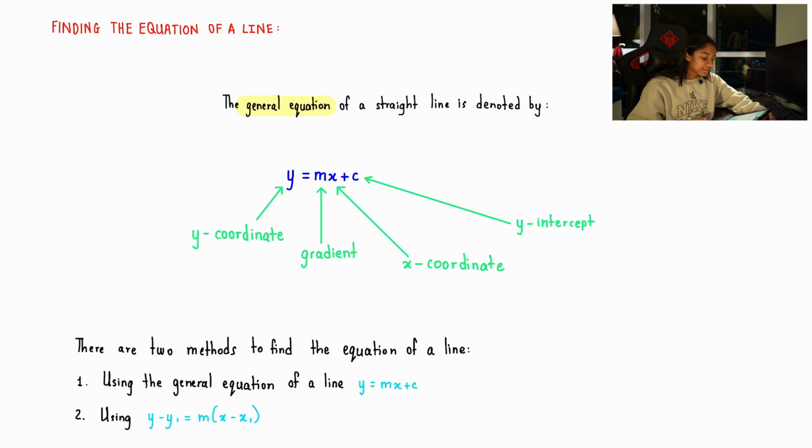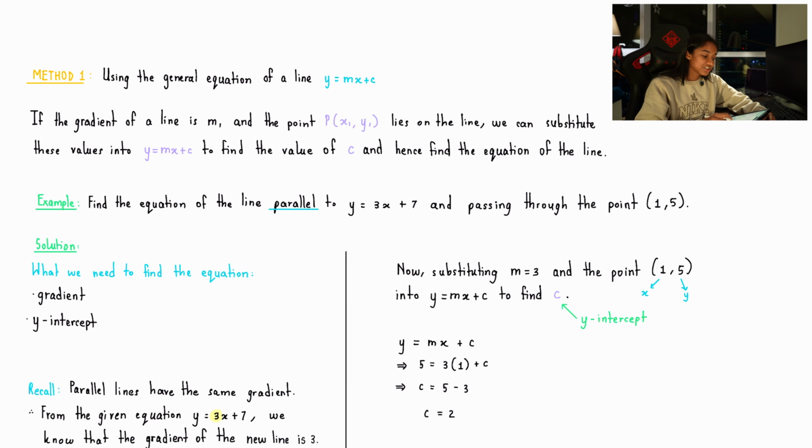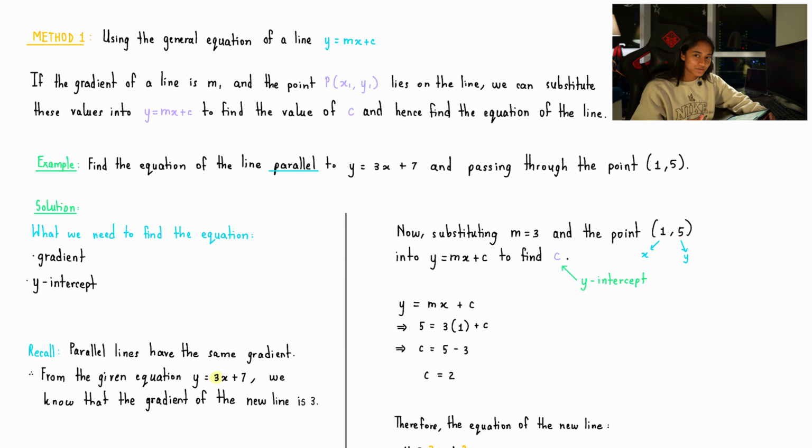Okay? There are 2 methods that we're going to learn to find the equation of a line. The first method is using the general equation of a line, which is y is equal to mx plus c. And the second one, yes, you need to memorize this, and I'm sure you already did, is using y minus y1 is equal to m(x minus x1). But let's start with the first method, which is using the general equation of a line, y is equal to mx plus c, which of course is the simpler method, given that you have the means to actually use it.